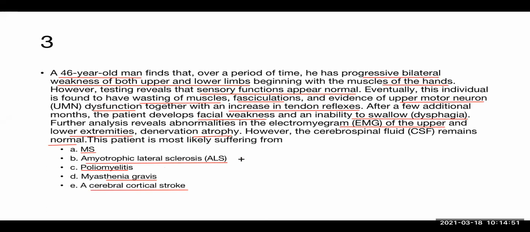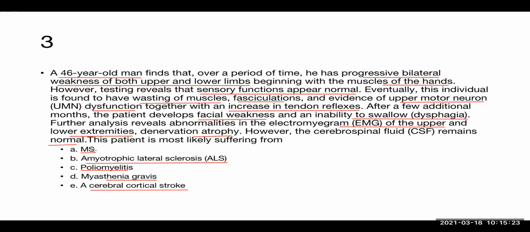Now, what are the clues provided here? The combination of upper motor neuron and lower motor neuron features together without any sensory involvement. So this is a motor neuron disease. Only motor nerves are affected here. And then it is a progressive type of disease, see this involvement of the face, difficulty to swallow. So the weakness is progressive in nature. A typical case of amyotrophic lateral sclerosis.